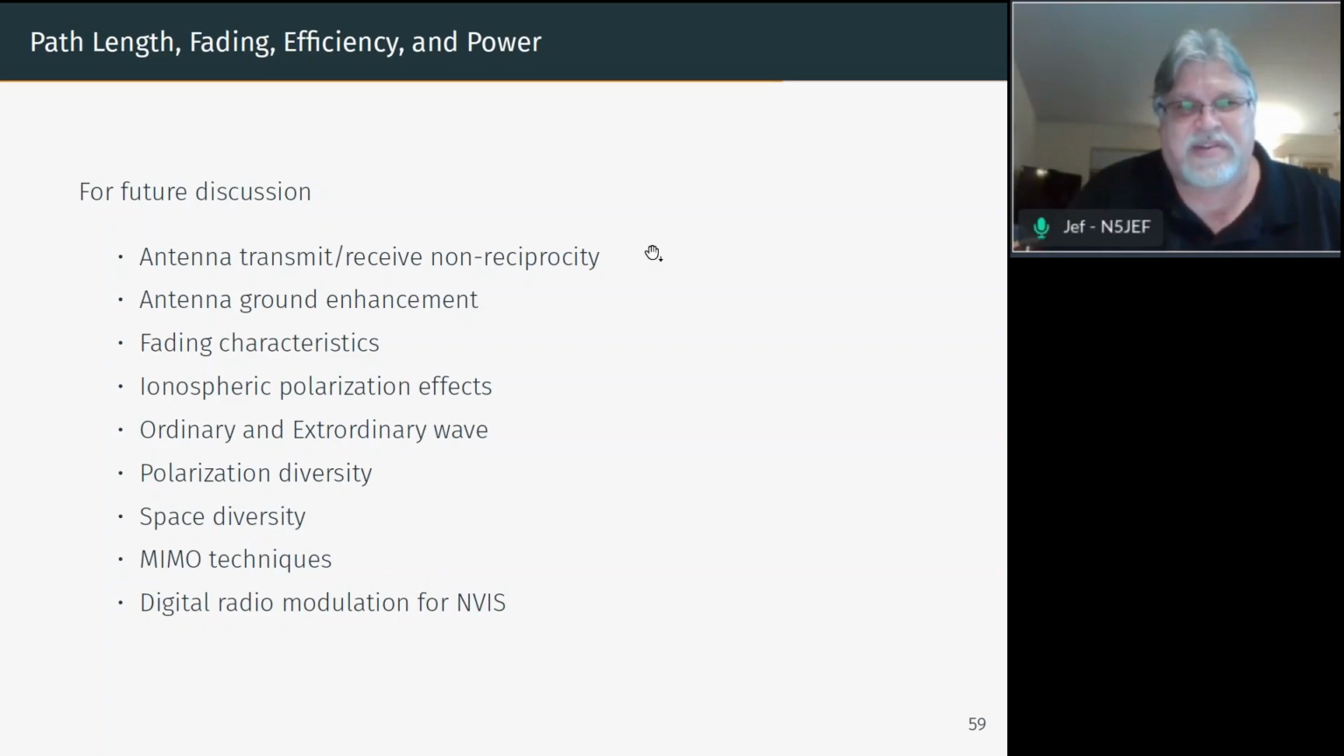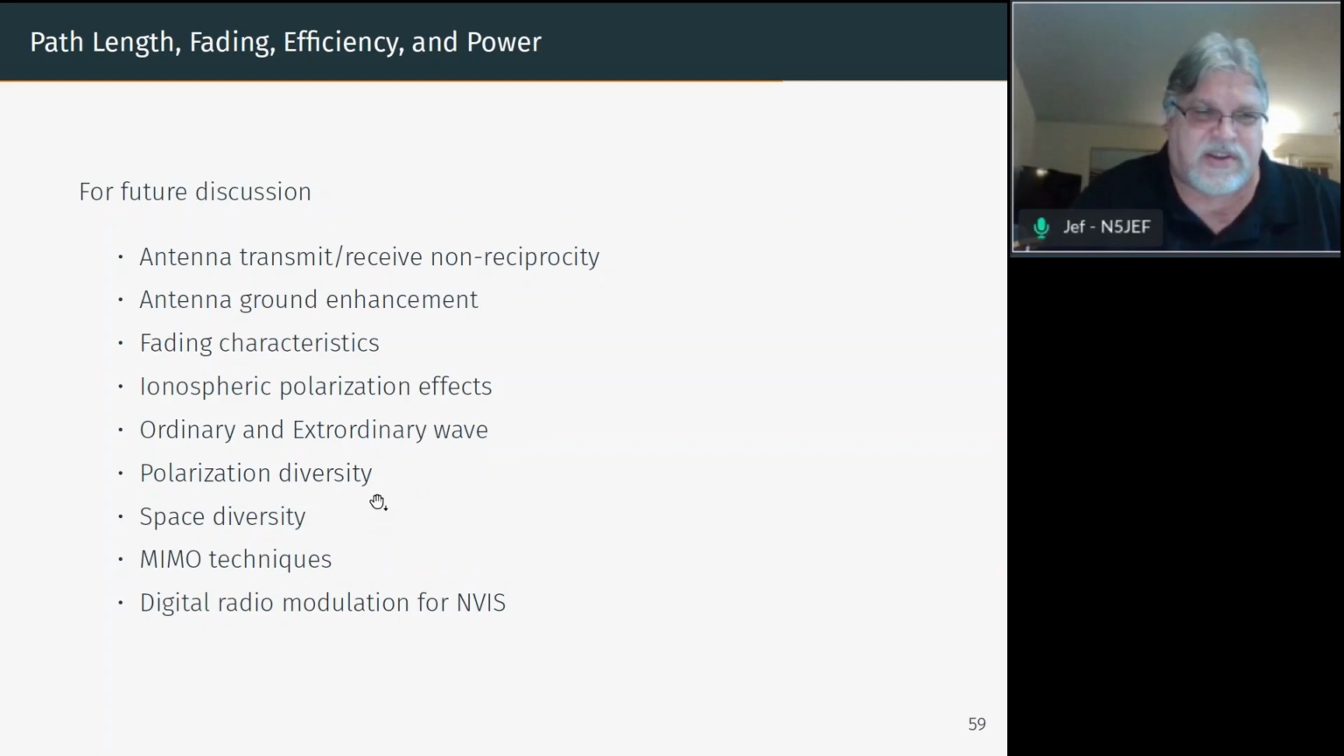The transmit and receive antennas are not reciprocal. You could optimize for a receive antenna separately from your transmit antenna and get a few dB gain. Grounds, reflective screens that we talked about can help. Just having a wire reflector underneath your dipole can help for NVIS. Fading characteristics, polarization. There's a whole study of how the ionosphere reverses the polarization, and so if you actually had a circular antenna, you could take advantage of that. That's the ordinary and extraordinary wave business, partly anyway.